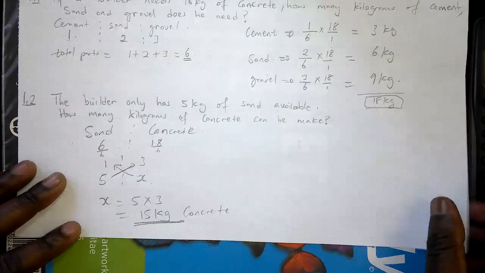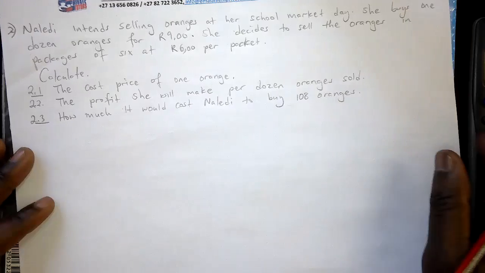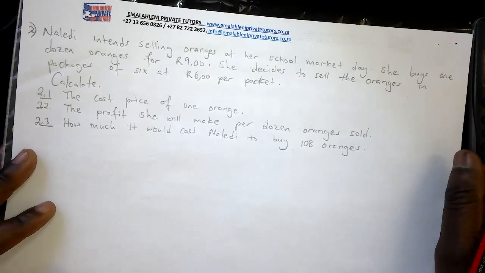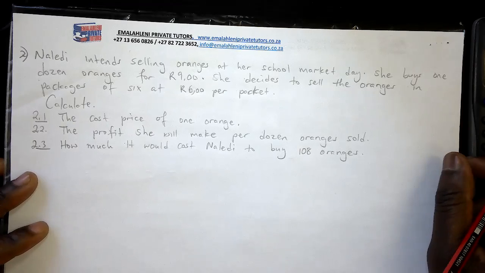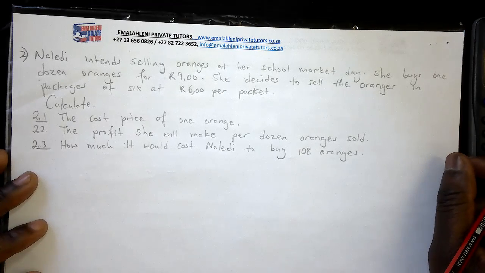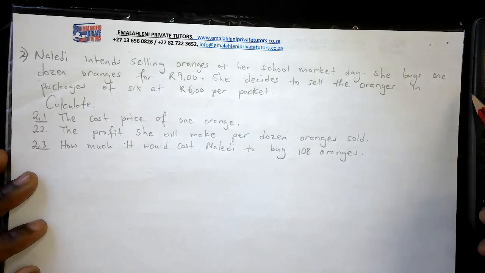That's what it means here. Okay, now let's move on to the last question. Naledi intends selling oranges at a local shop market day. She buys 1 dozen oranges for 9 rand. She decides to sell the oranges in packages of 6 at 6 rand per packet.